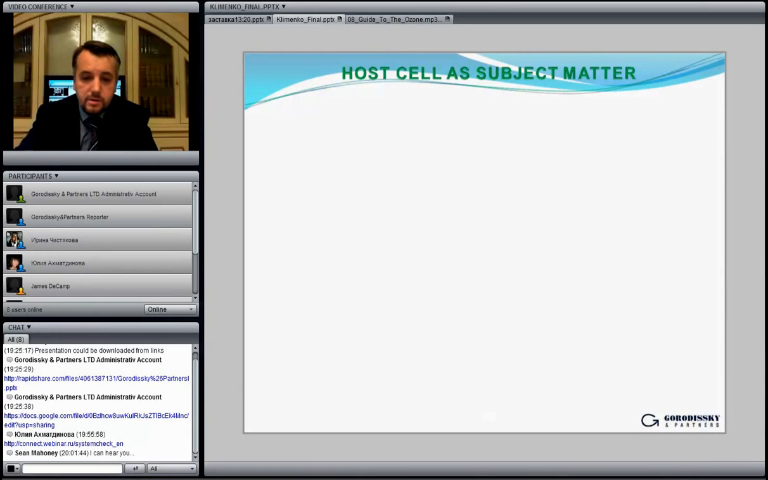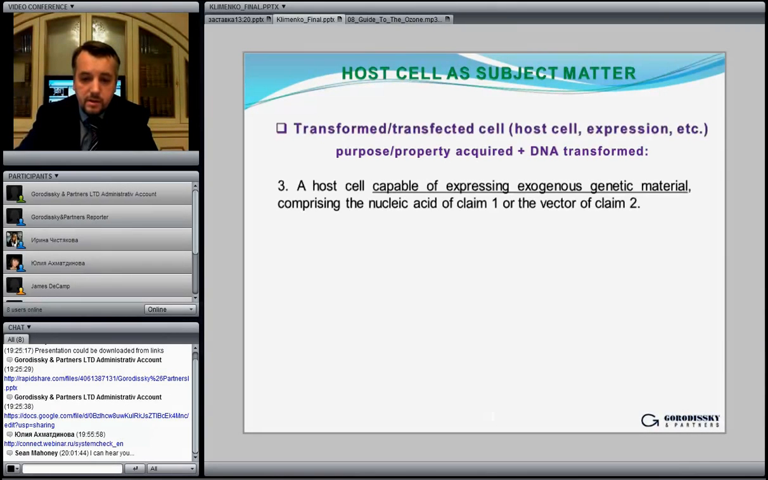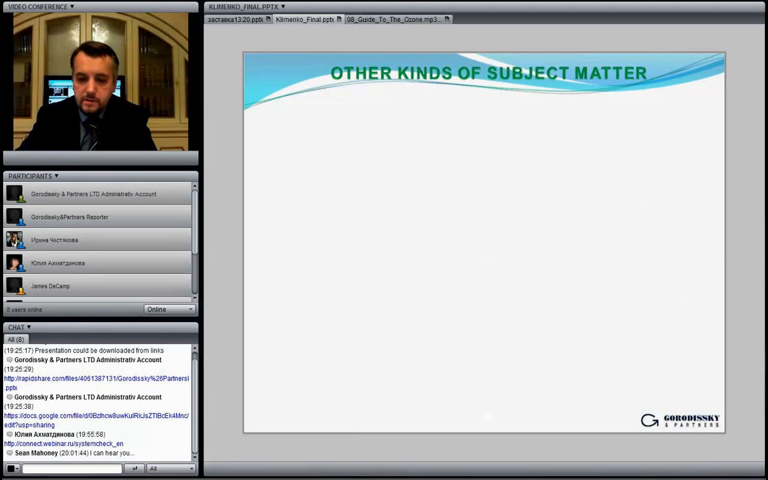The final example of biological subject matter is a host cell, and for a host cell you can get very broad protection as well. In this case, just say that the host cell is an expression cell. Translating this to scientific language, it is capable of expressing exogenous genetic material. And there you only have to say that it bears the nucleic acid of your invention. And this is sufficient language for getting this claim granted.